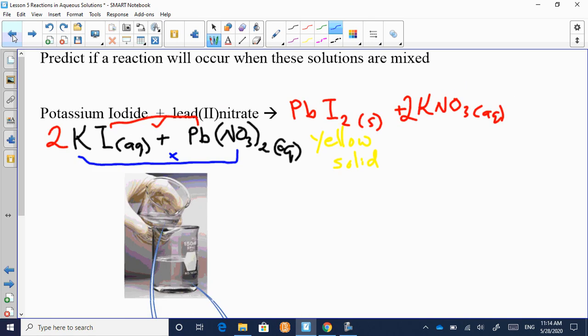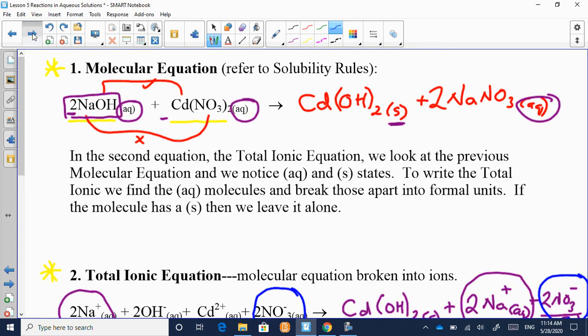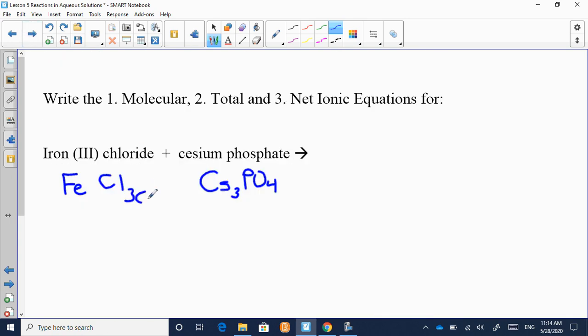So I'm going back to my solubility guidelines, and it was cesium phosphate, and cesium is a group 1, so it is soluble. And the other one was iron 3 chloride, and I noticed that iron isn't down in the second row here, so good. They're both aqueous. Okay, so I'm going to write here AQ and AQ. So I just double checked to make sure that they were both aqueous.